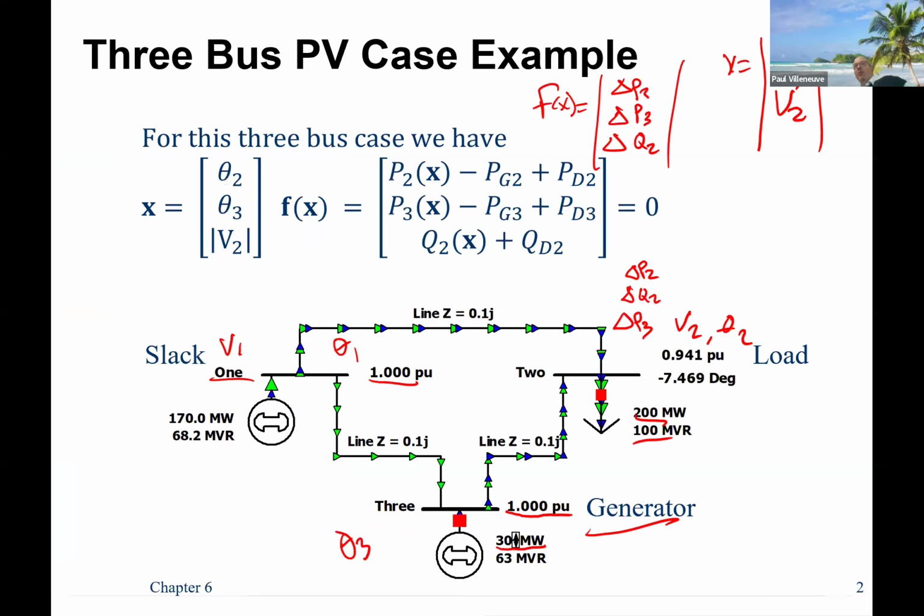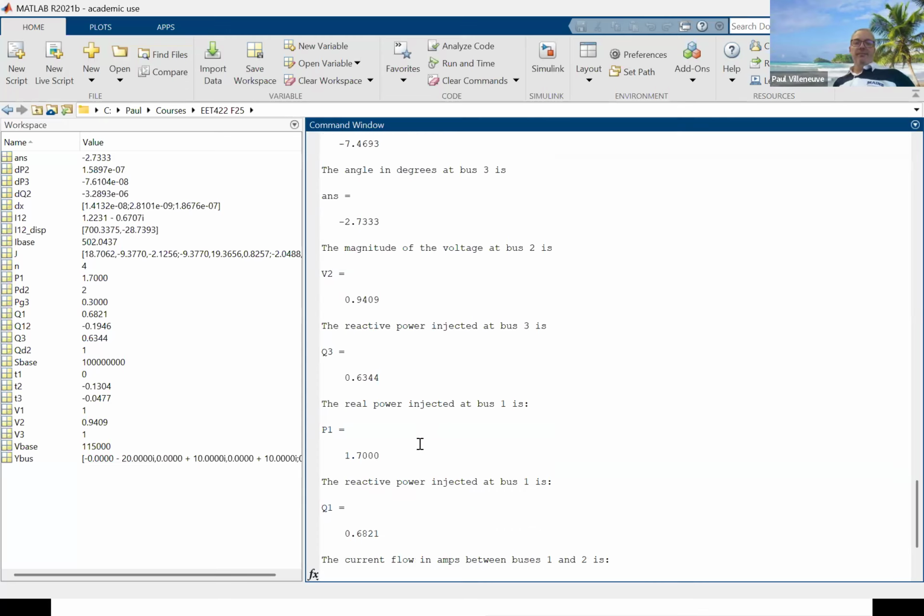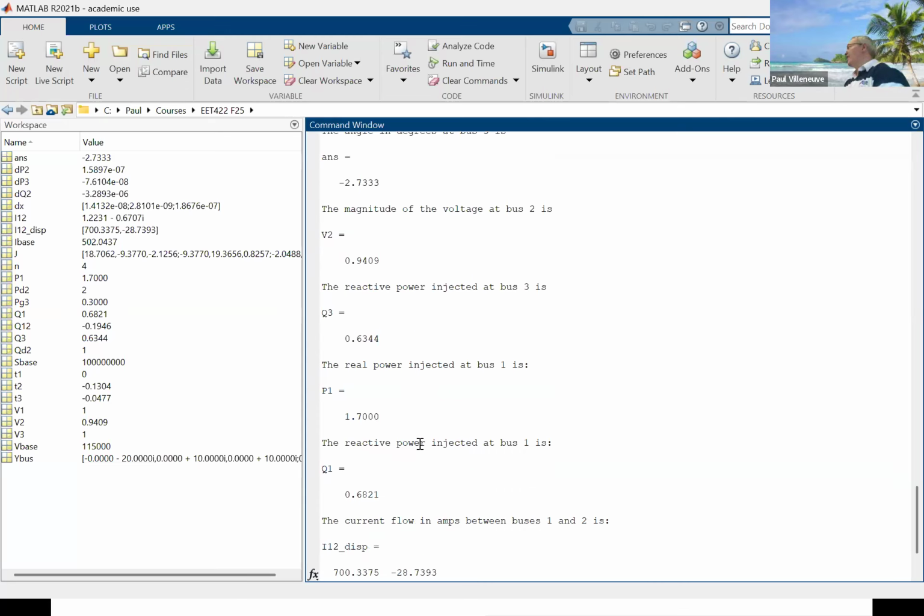So this is a load flow program that you see, and it actually shows you what the output is. So that matches what we get. The real power injected is 1.7. Is that right?